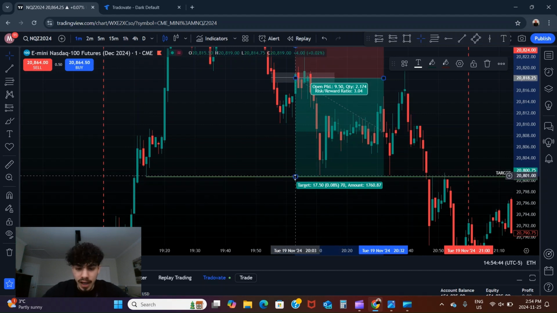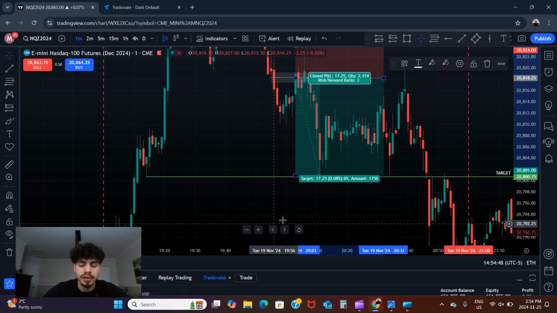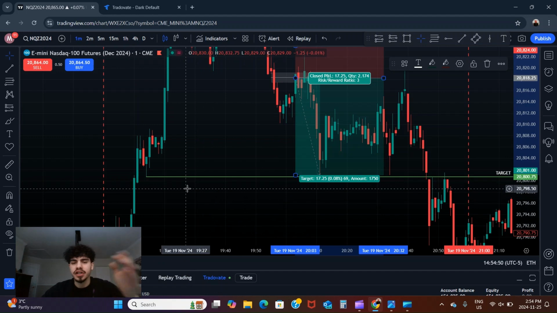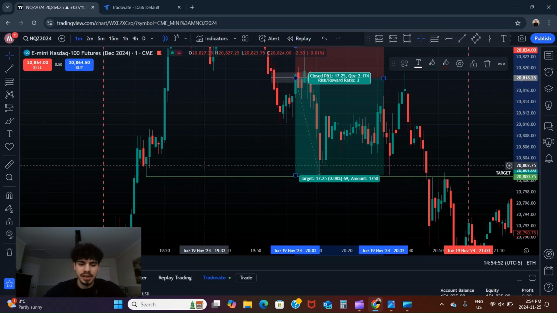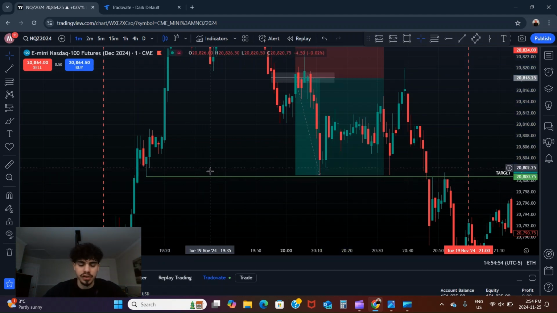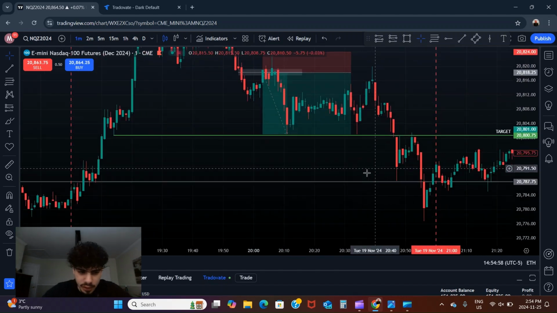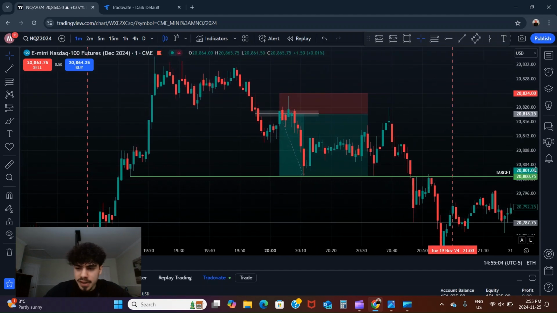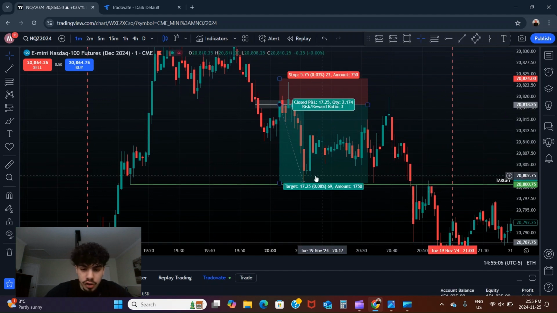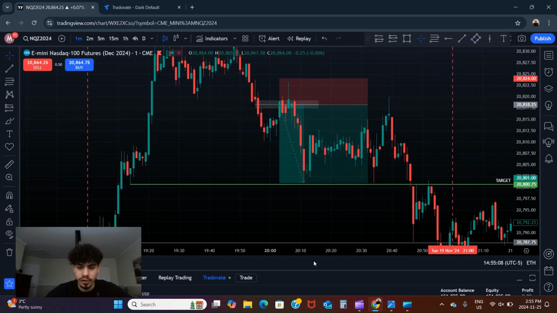Luckily, I had mine one tick above the target. I say target, but it's basically the liquidity pool that you're chasing, right? It happened again here, literally one tick away again. This is what happens in Asia session because there's not as much liquidity, so it doesn't always run through your target like it does in New York session. So you have to be really careful.